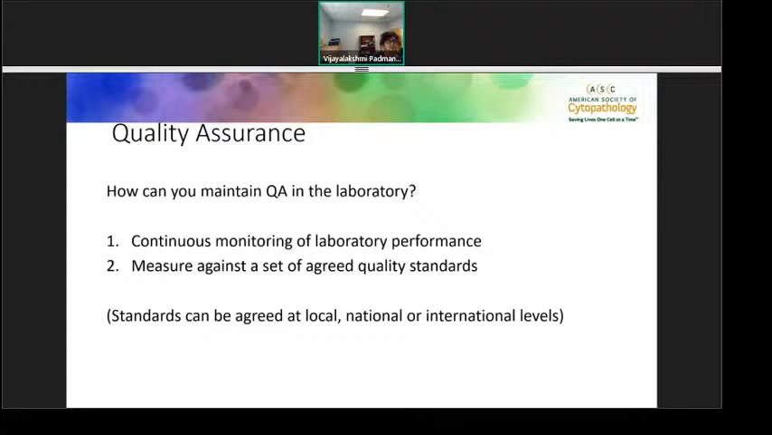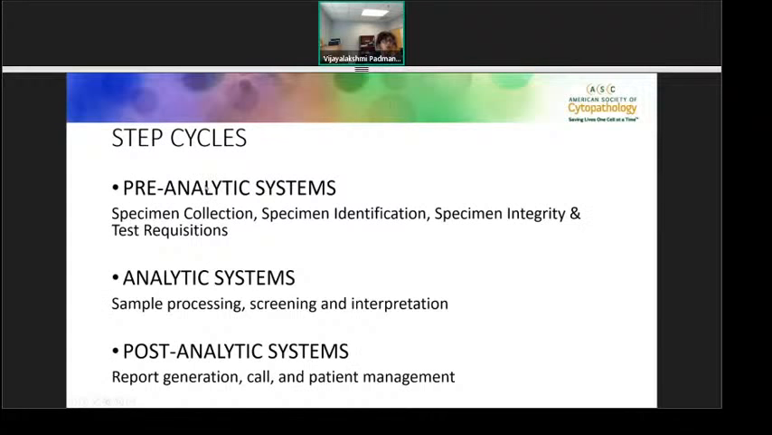So you really want to measure it against national or international standards based on what's in the literature. So the whole process comes under quality assurance. The pre-analytic steps, straight from specimen collection, identification, the integrity of the specimen, the test requisition, the analytic process, the entire process of processing, screening, interpretation, and the post-analytic steps, which is report generation, call, and patient management, the whole thing comes under quality assurance.